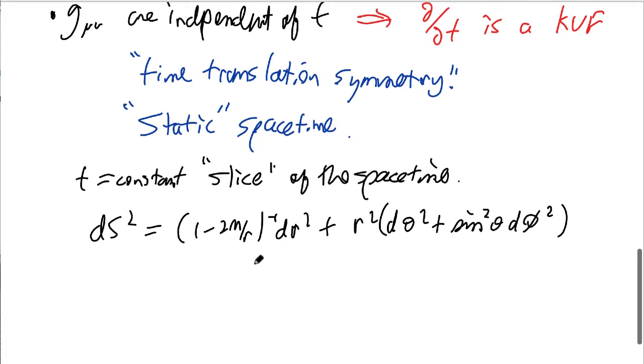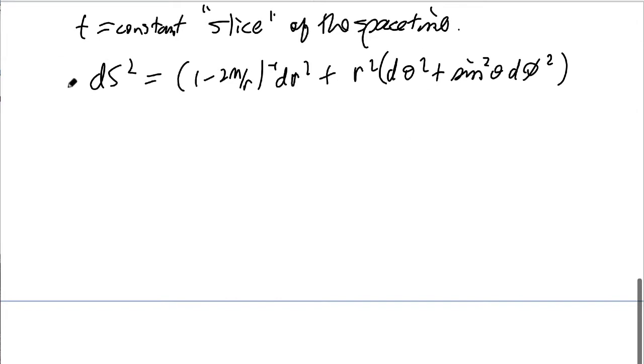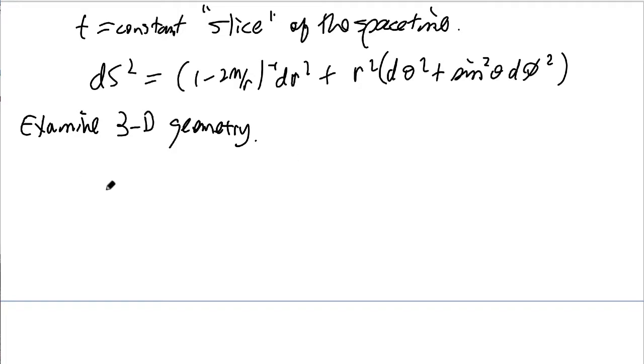Now let's take a closer look at the three-dimensional geometry of one of these t equal constant slices. So let's examine this 3D geometry. First of all, we need to understand the meaning of this coordinate r. So let's set r equal to a constant. So dr squared is 0, and what we're left with is the line element for a two-dimensional sphere of radius little r. So that means we can view this three-dimensional geometry as a set of nested spheres.